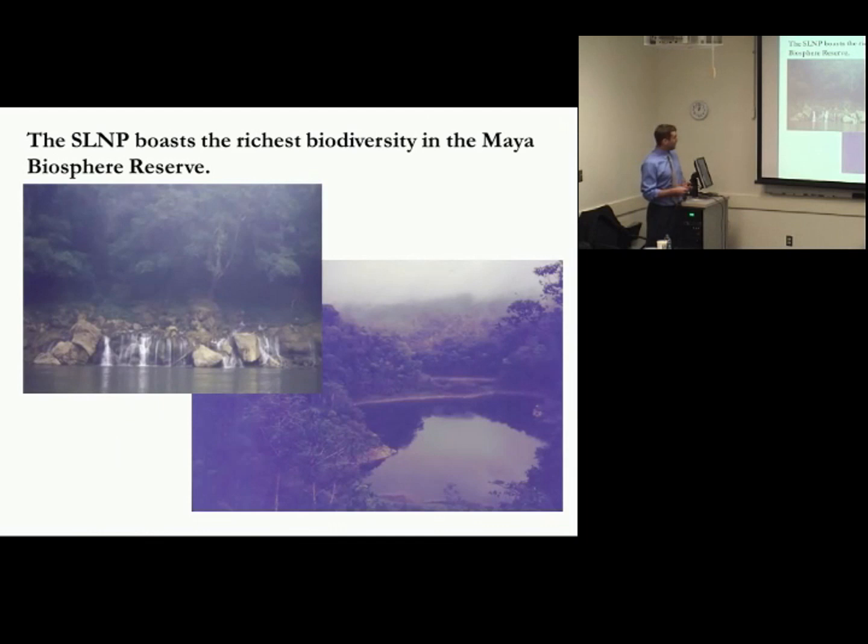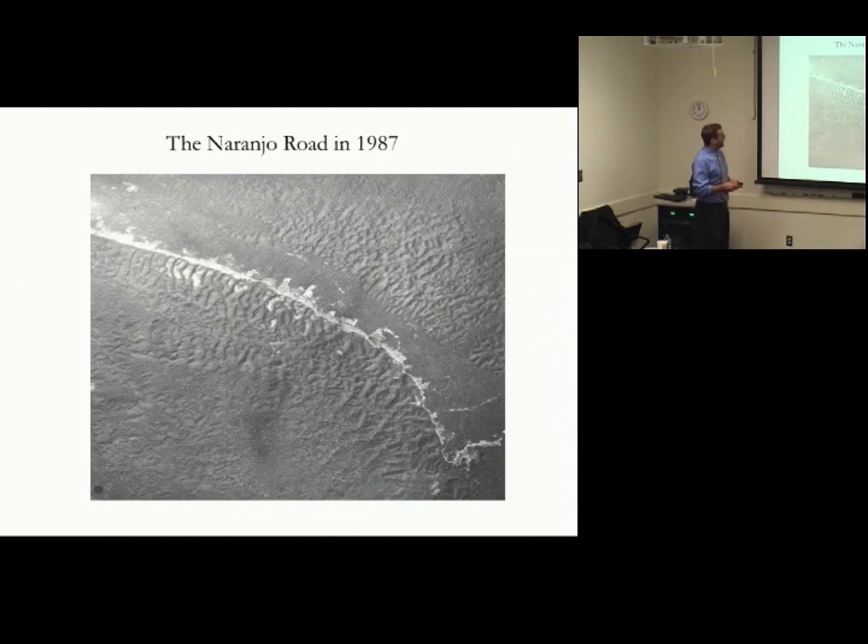But I think we're going to see at the different scales that things are a bit more complex than that. The Lacandon boasts the richest biodiversity in the Maya Reserve. This is the Naranjo Road in 1987. This was built in the mid-'80s by oil concerns to reach the Mexican border to tap some new oil reserves.